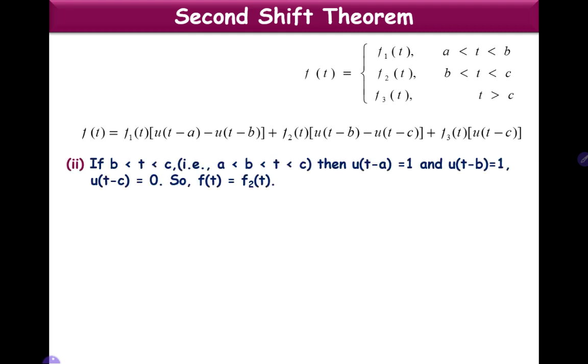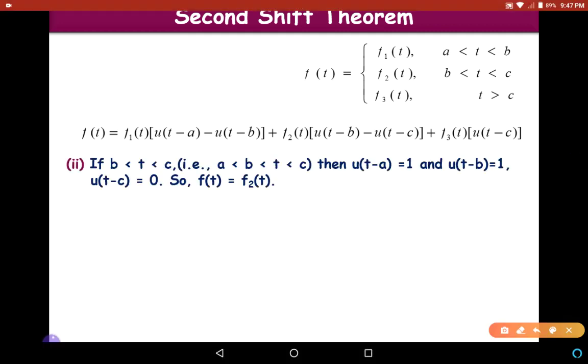Now see the second case. When b less than t less than c, what is the relation between A and B? A less than t less than B. Therefore, A less than B, B less than t, and t is less than C.